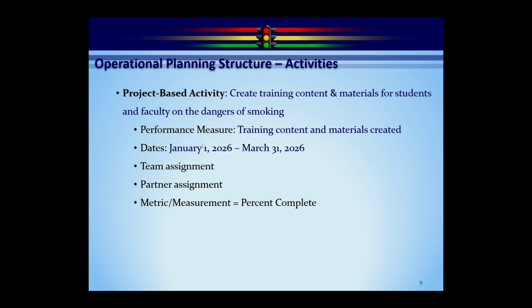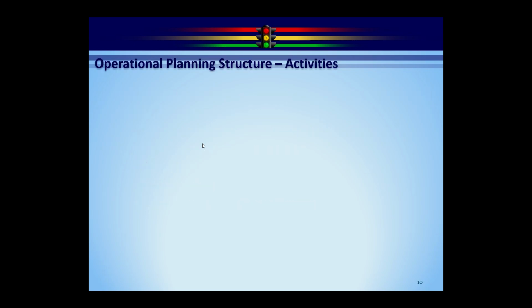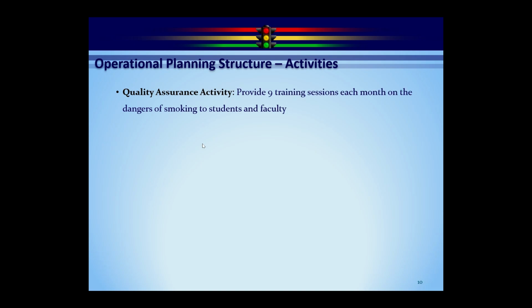The QA activity, quality assurance activity: provide 9 training sessions each month on the dangers of smoking to students and faculty. So what this one does that is unique is that it's cyclical. It's on a given frequency. So the frequency here is monthly. In this case, that frequency can be set anywhere between weekly and every 5 years. We chose monthly in this case. And the other thing that this one does that's unique is most of the traffic lights, by the way, are a manual setting. There's a few differences in it, but for the most part, it's manual. This one is fully automatic.